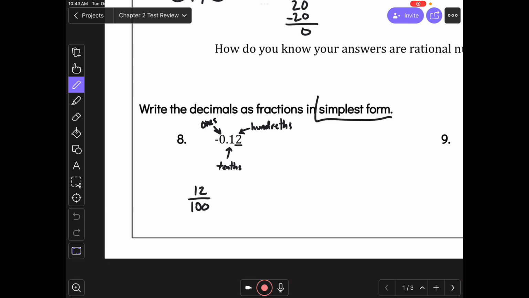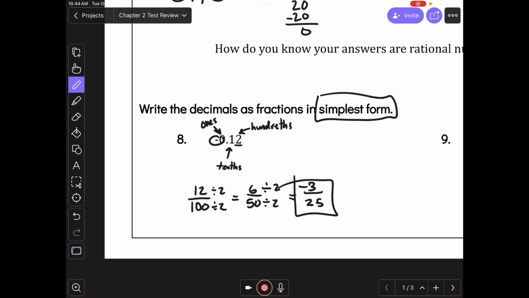I need this in simplest form. Both of these can be divided by 2. 6 and 50 also are both divisible by 2, and I get an answer of 3/25. Make sure you go back and check, was there a negative? If there was, my answer is negative 3/25.